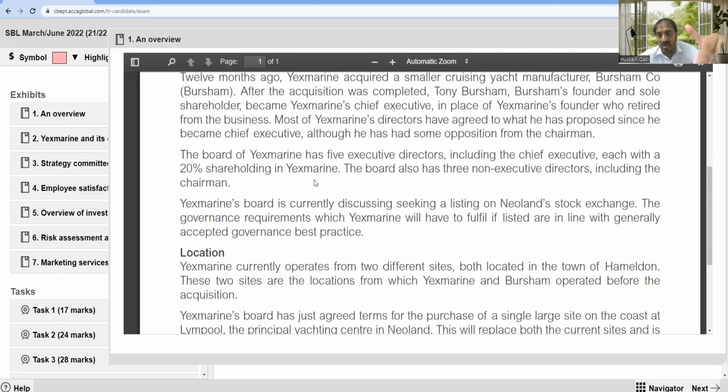I'm just reading quickly about this because it's not the part of finance. Some part affects the finance. The X Marine board is currently discussing seeking a listing on the stock exchange. That impacts our question with respect to finance. The governance requirement which X Marine will have to fulfill if listed is in line with generally accepted governance best practice.